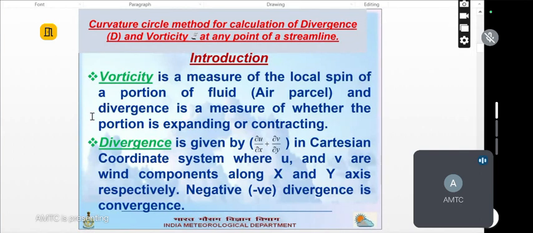Divergence is given by this formula: du/dx plus dv/dy. This is a simplified formula. If it is positive, it is divergence, and if it is negative, it is convergence. Negative divergence is convergence. The same concept applies.